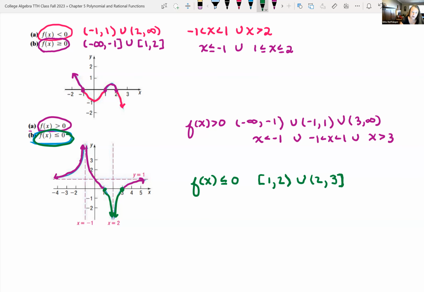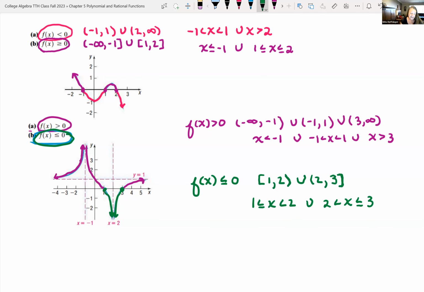To write this in the form of an inequality, I would have 1 is less than or equal to x is less than 2, union 2 is less than x is less than or equal to 3.